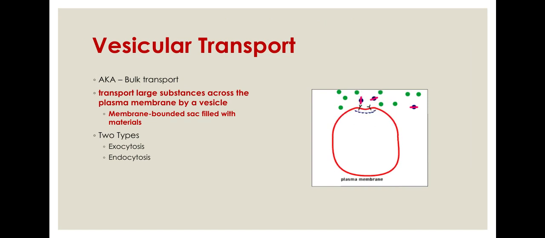There's also something called vesicle transport. Also, you'll read it being called bulk transport. This is where we're going to transport large substances across the plasma membrane by making a vesicle. And again, a vesicle is just this membrane sac that gets filled with materials. There are two major types: exocytosis, pushing things out of the cell, or endocytosis, bringing things in.